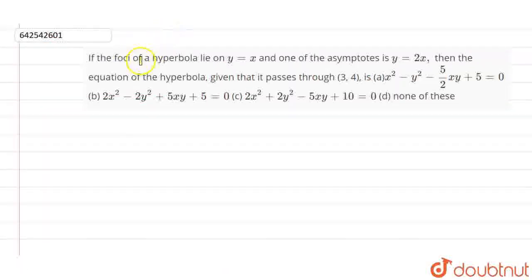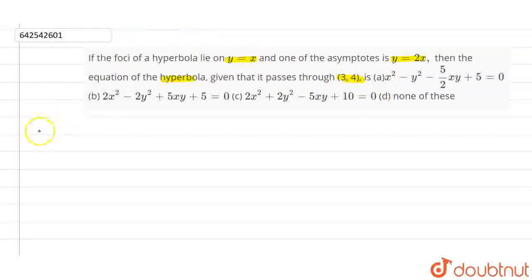Okay, so the given question here we have is: if the foci of a hyperbola lie on y equals x, and one of the asymptotes is y equals 2x, then find the equation of the hyperbola. It is also given that it passes through the point (3, 4), and these are the options among which the equation of the hyperbola comes out.